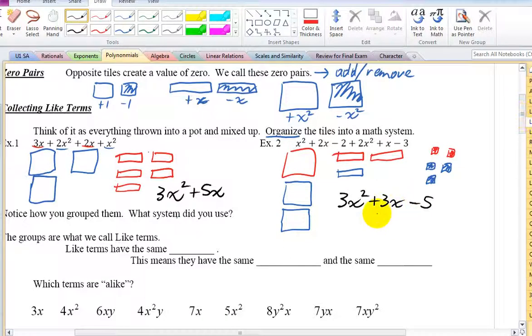Now what order is that? What do we call that? This is degree 2, degree 2, degree 1, degree 0, descending. Please write it now in ascending order. Write it in ascending order. Question page? So we should have negative 5 plus 3x plus 3x squared. That would be ascending order.